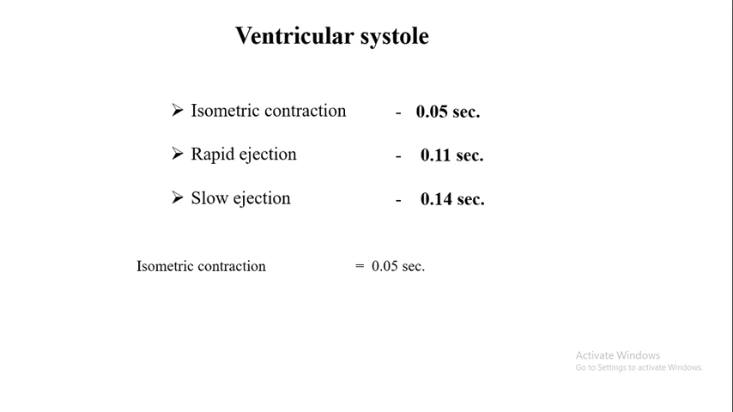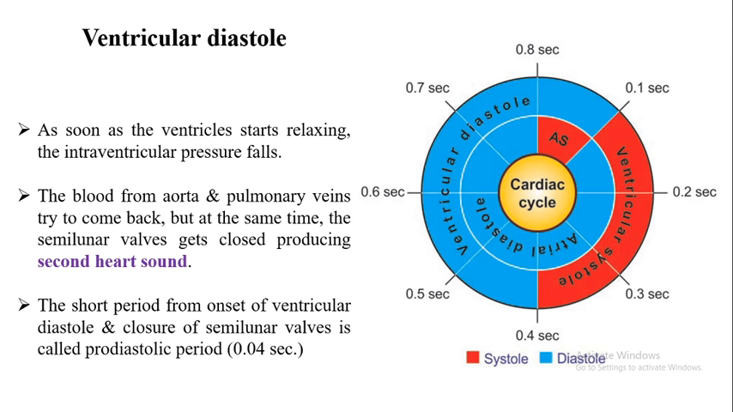If we sum the total ejection phase of rapid and slow ejection, 0.11 second and 0.14 second, it is 0.25 second. Adding the isometric contraction phase, the sum of these events is completed in 0.3 second, which is the actual time of ventricular systole. So this is regarding ventricular systole.